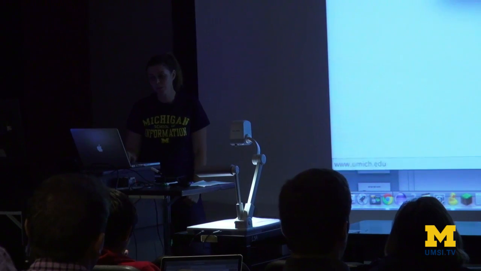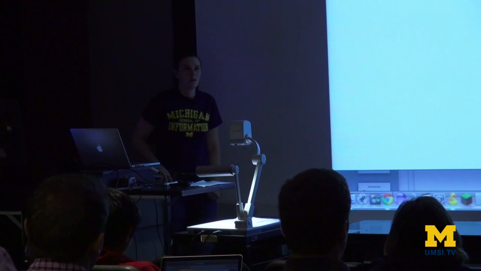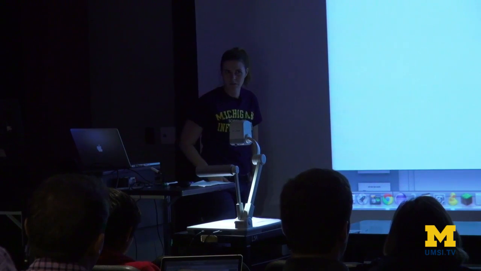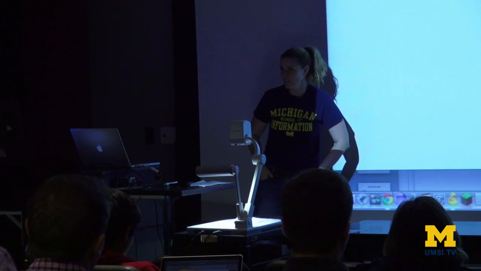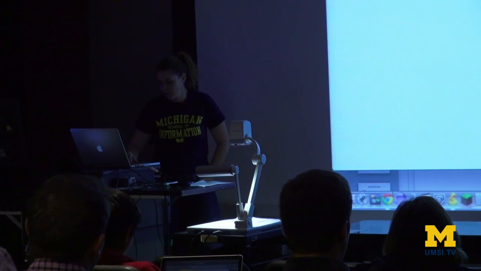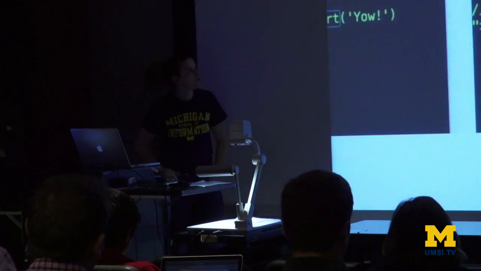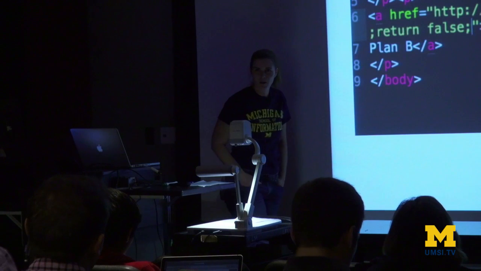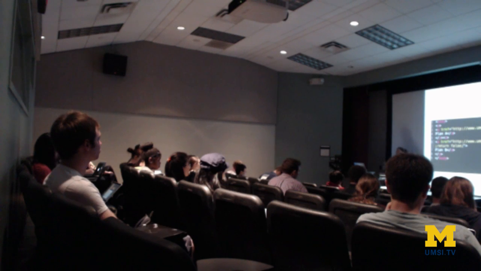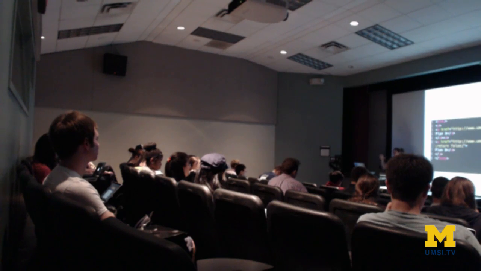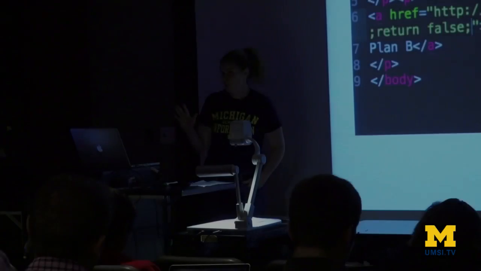Now I'm going to click on Plan B, it says yow, and I don't go anywhere, which is kind of odd. Let me go back here so you can look at this. So why do we not go anywhere? It's this idea that if you return false, you're saying stop. Stop what you were doing. I know that I'm in the middle of an action or function. I don't want you to do it anymore.